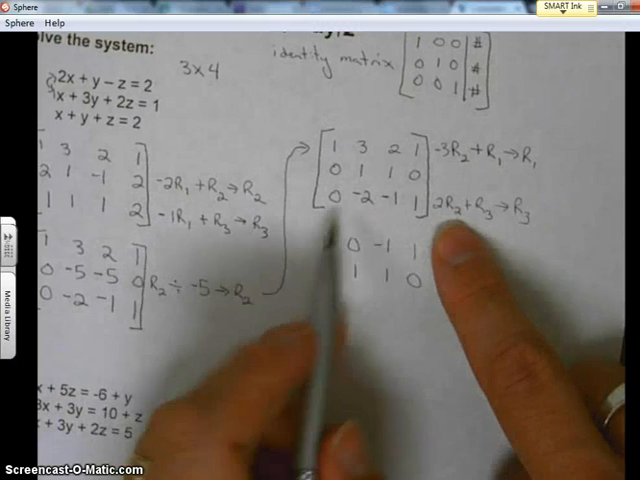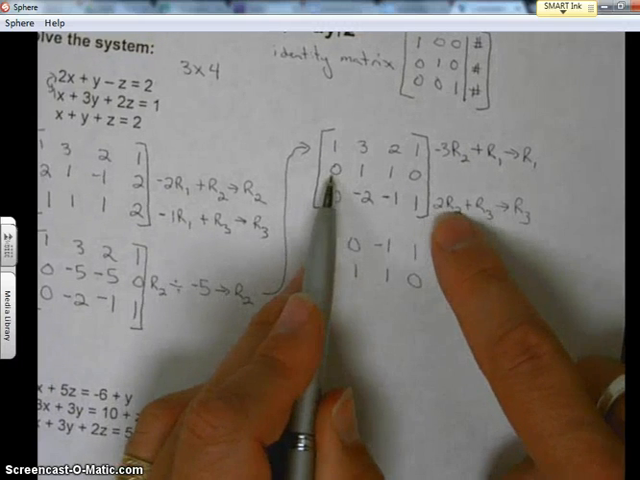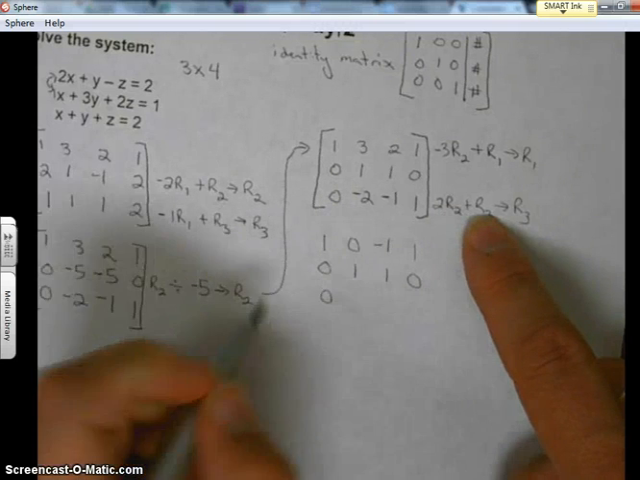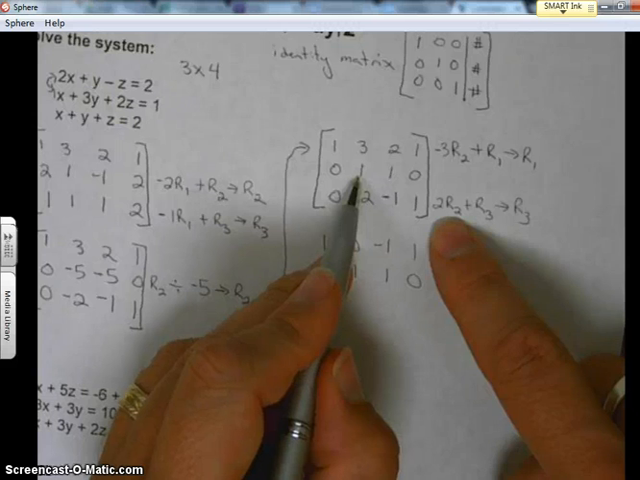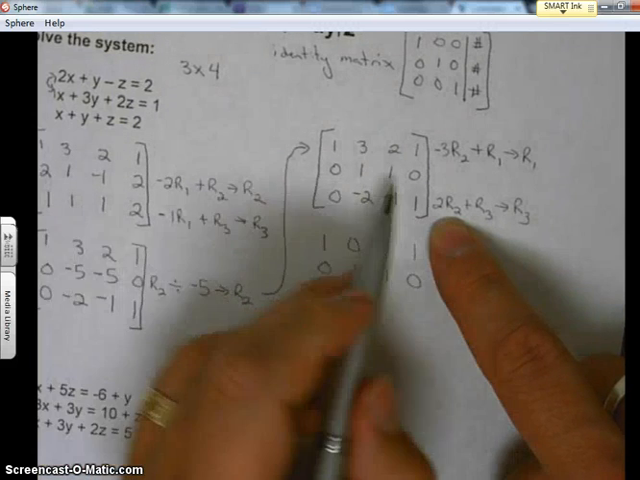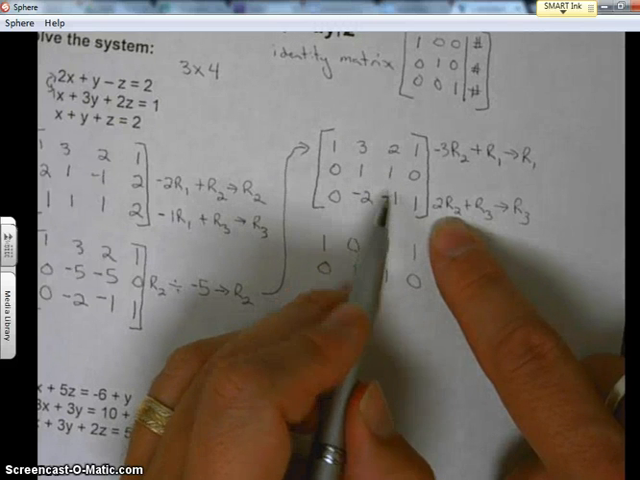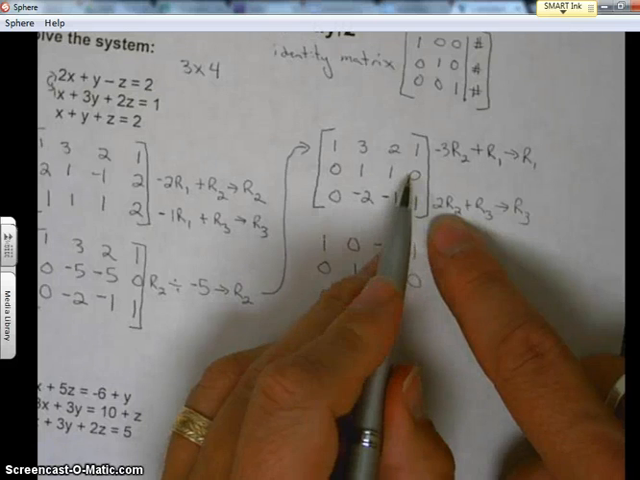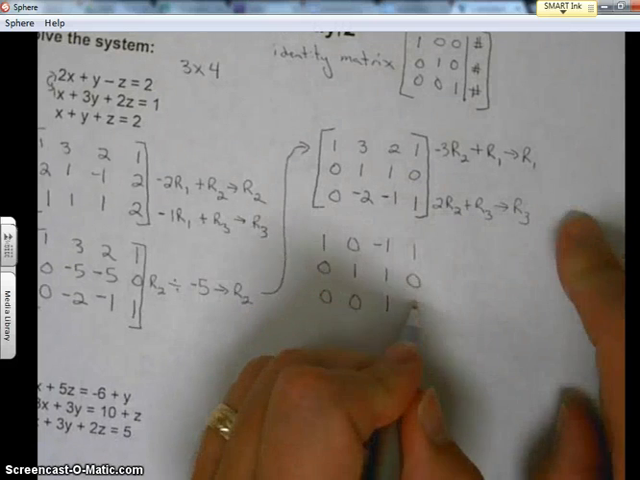Doing the math on row 3. So 2 times 0 is 0, plus 0 is 0. 2 times 1 is 2, plus negative 2 is 0. 2 times 1 is 2, plus negative 1 is 1. This is going to give us 0 plus 1 is 1.